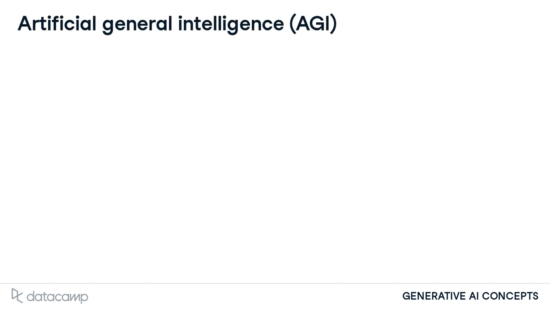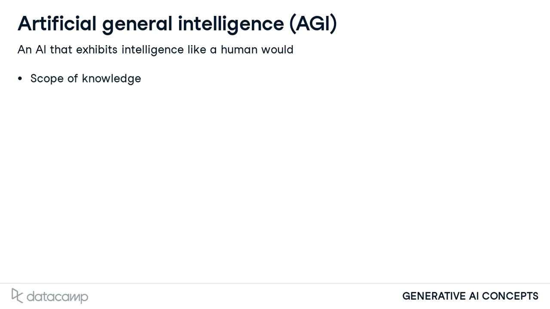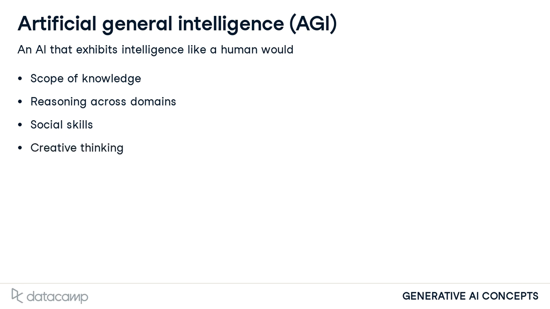But where is this all headed? A long-time goal of the artificial intelligence community is to create generative AIs that exhibit human-like intelligence. Beyond just generating new data similar to previous data, such artificial general intelligence, or AGI, would have a broad range of knowledge about the world, be able to reason across different domains, possess social skills for interacting with humans, and have the ability to think creatively and reason critically.